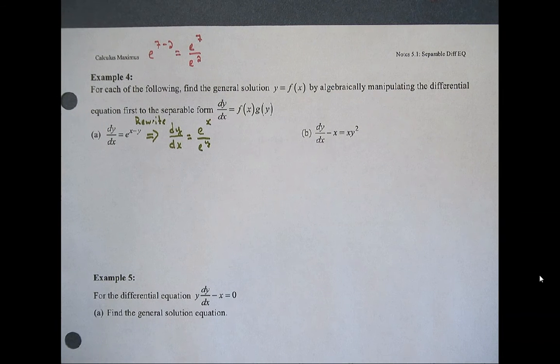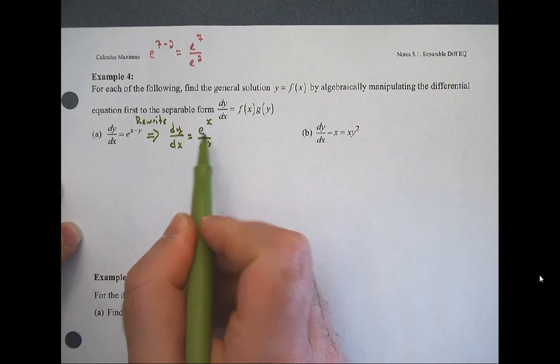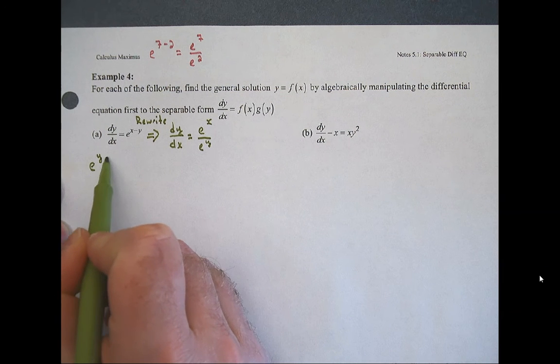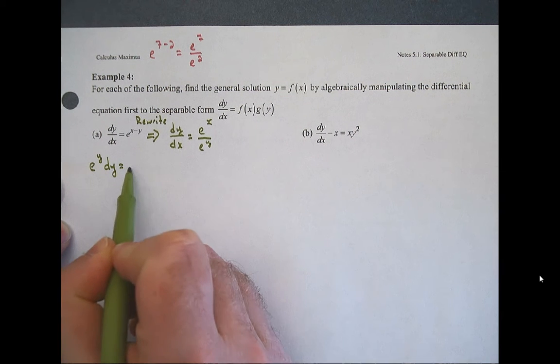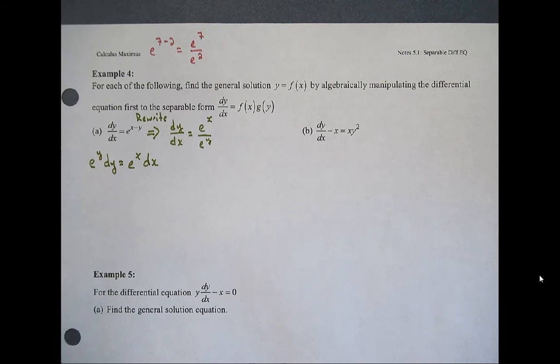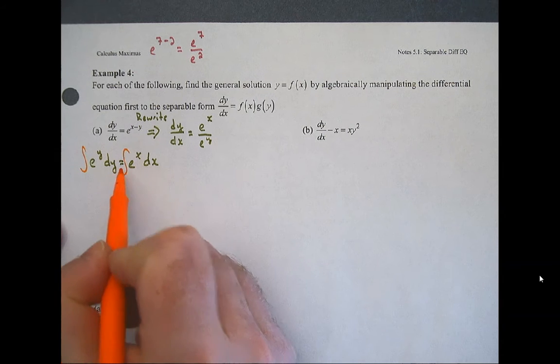And now that I have these, now it's pretty easy to separate and go. So I would encourage you to try to pause and try that on your own. Let's see how you did. So I'm going to bump this over here. I'm going to bump this over here. So we now have e to the y dy equals e to the x dx. This is 1 point. Just getting this thing in its separable form. Now I'm going to integrate both sides.